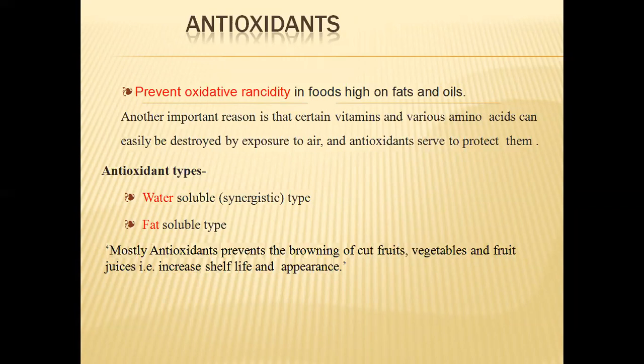Antioxidant types. There are two types of antioxidant, water soluble and fat soluble. Mostly antioxidants prevent the browning of the cut fruits, vegetables, fruit juices, so that increases shelf life and appearance of the food.